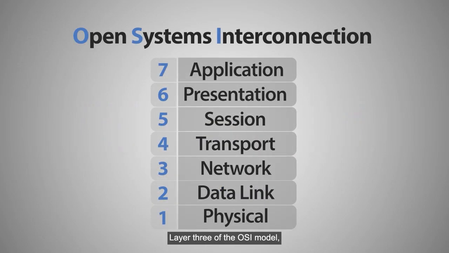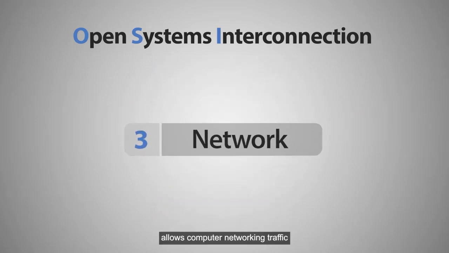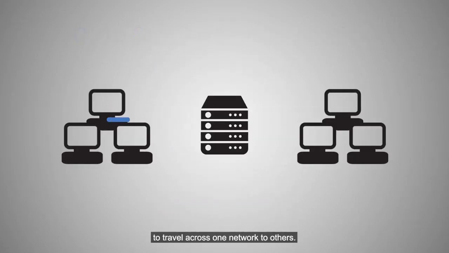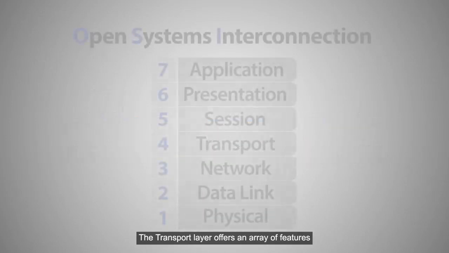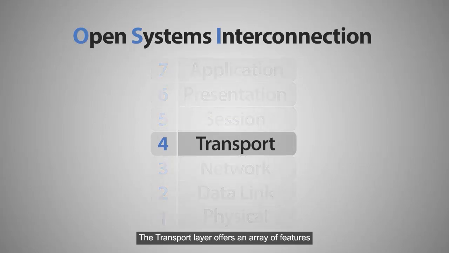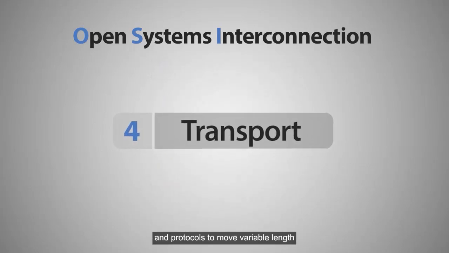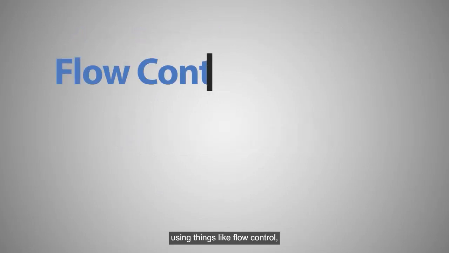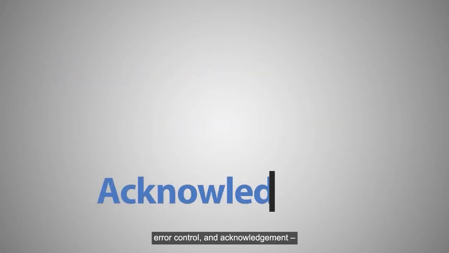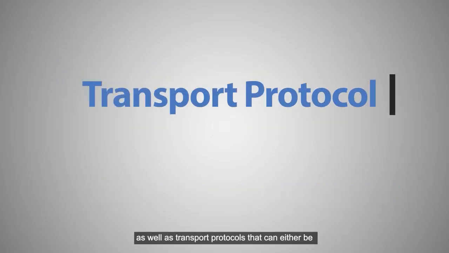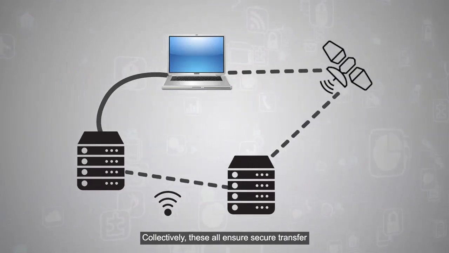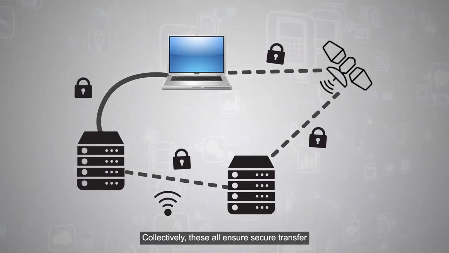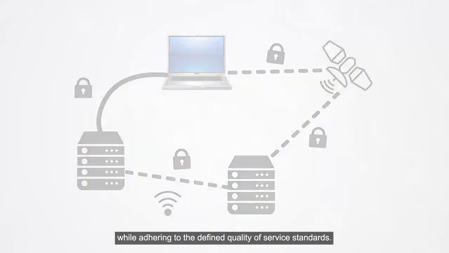Layer 3 of the OSI model, the network layer, allows computer networking traffic to travel across one network to others. This is a process known as routing. The transport layer offers an array of features and protocols to move variable length data between different applications across a network, using things like flow control, error control, and acknowledgement, as well as transport protocols that can either be connection-oriented or connectionless. Collectively, these all ensure secure transfer while adhering to the defined quality of service standards.